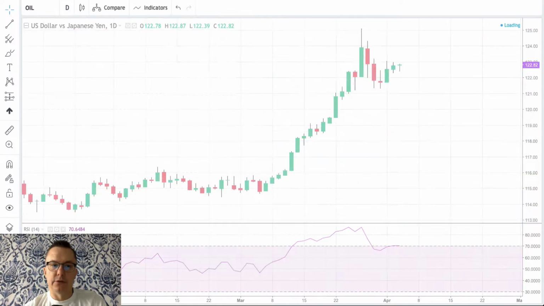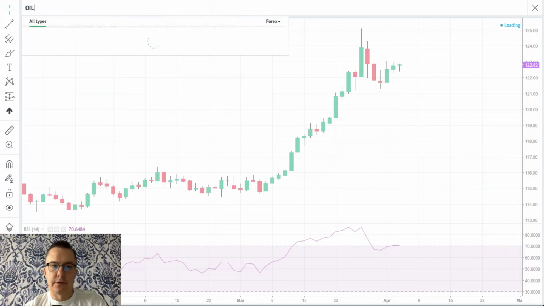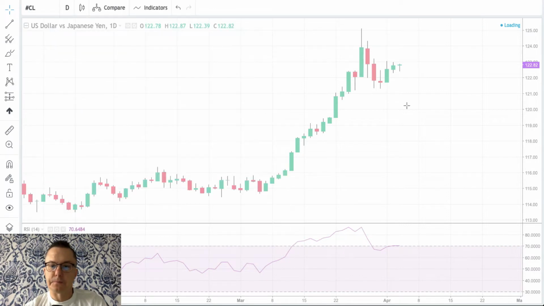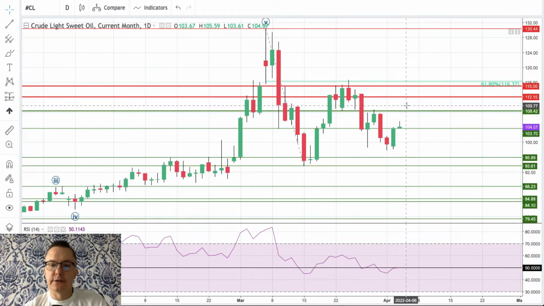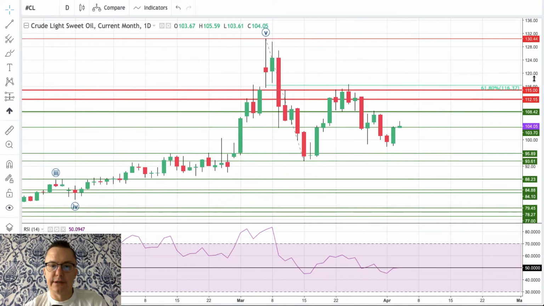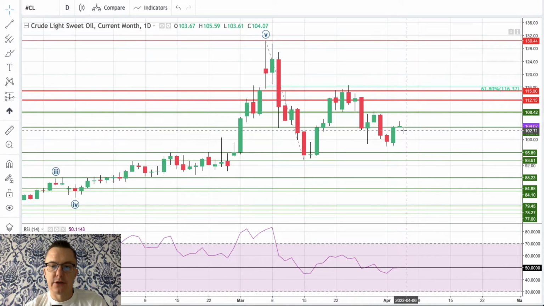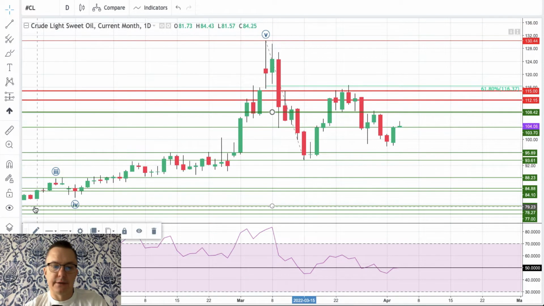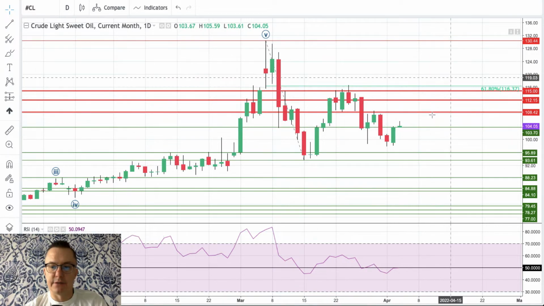What is crude oil doing? Crude oil is not doing much. It's still consolidating inside this narrow range below the technical resistance. Let me just change the colors. There you go. This is the technical resistance below the 61% Fibonacci retracement.